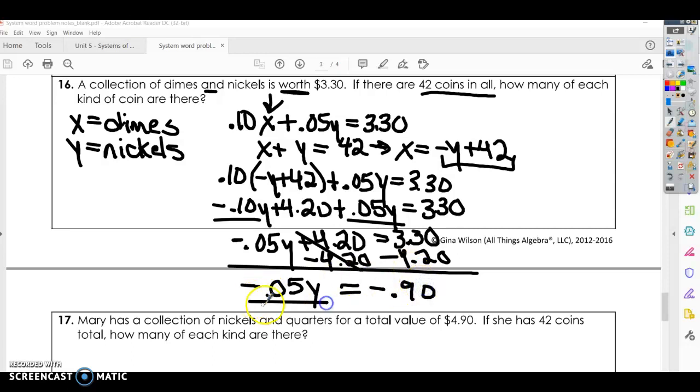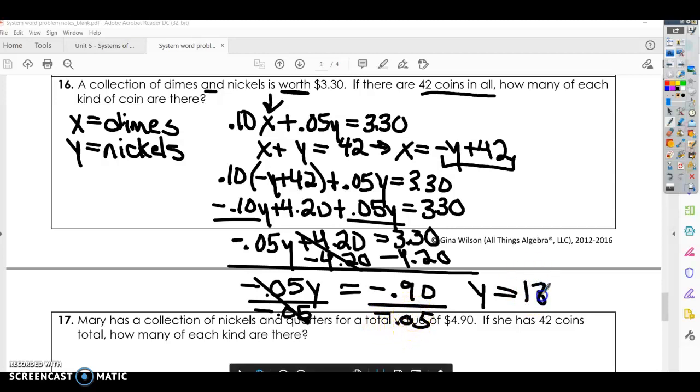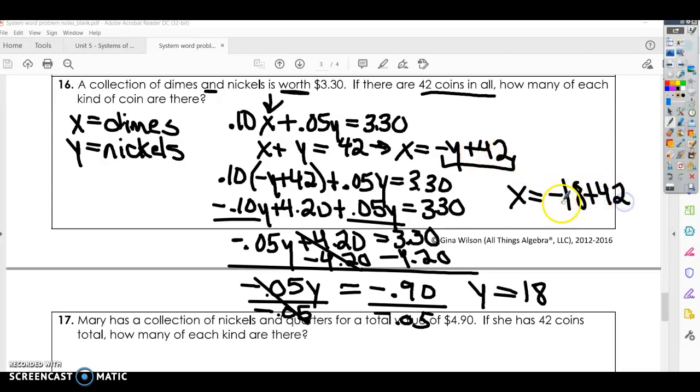0.90, and divide that by negative 0.05, and Y equals negative 0.9 divided by negative 0.05 equals 18. Alright, so now that we know what Y is, we can find X. So X equals minus 18 plus 42. And if I combine those, I get 24.